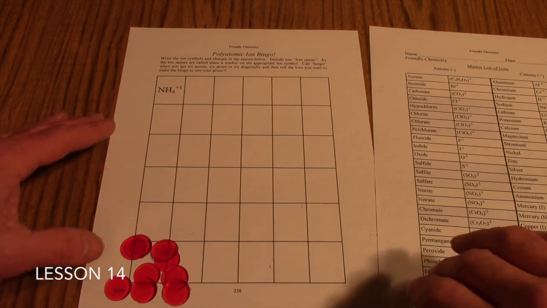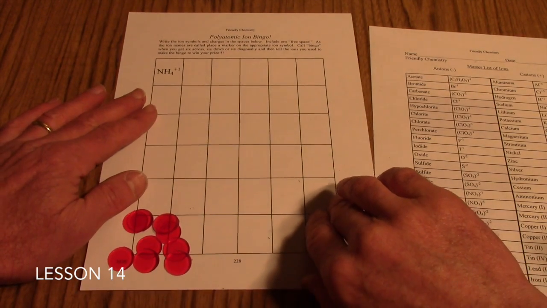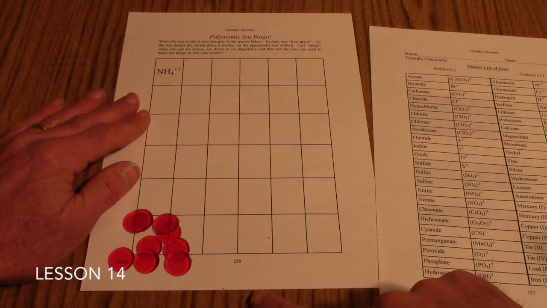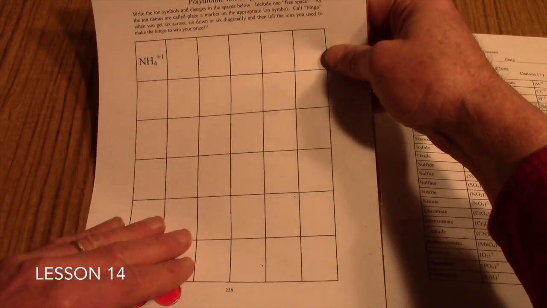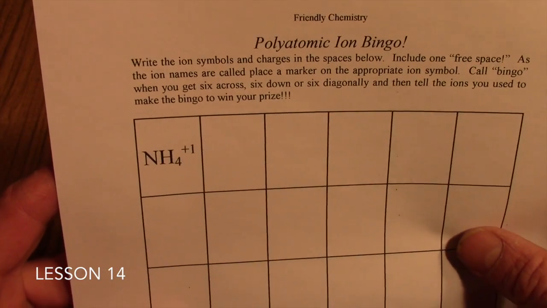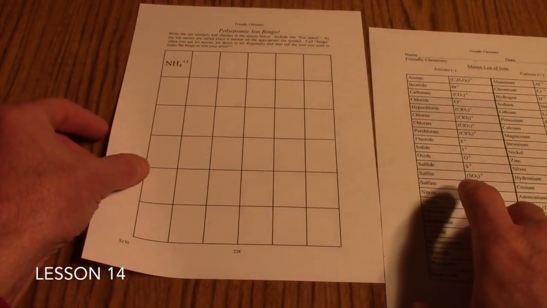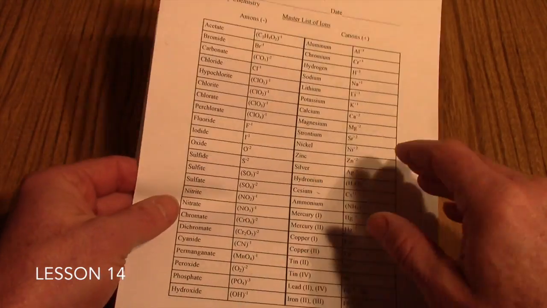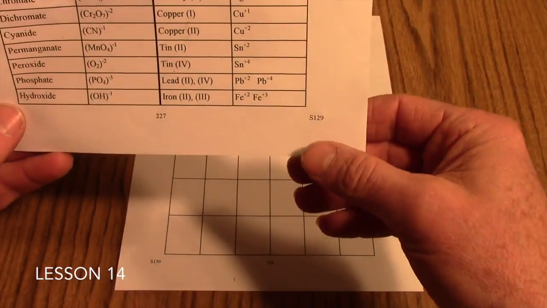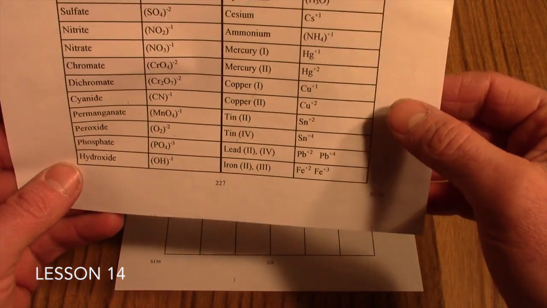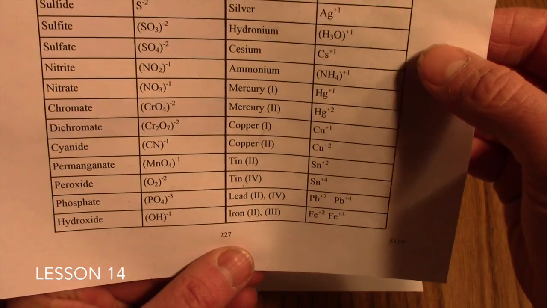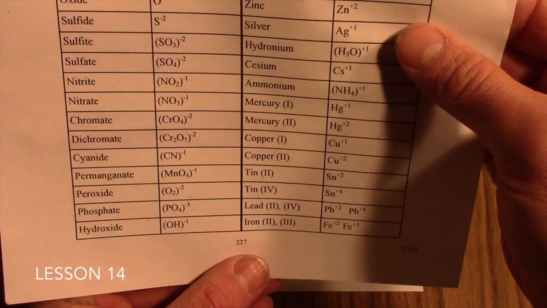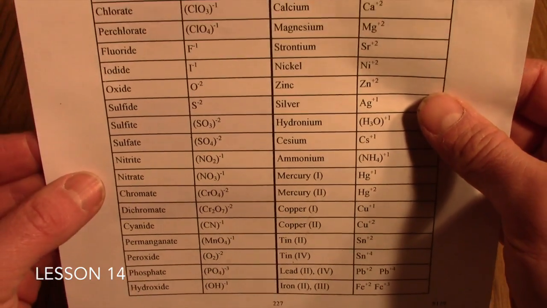In your students' books, they'll have two blank bingo cards. On those bingo cards is where your students will fill in the symbols and charges for the ions. The list that they can refer to is the master list of ions in the same lesson. Now that's found on page 129 in your student text and about 227 depending if you're using the group teacher guide or the teacher guide that's designed for one student's use.